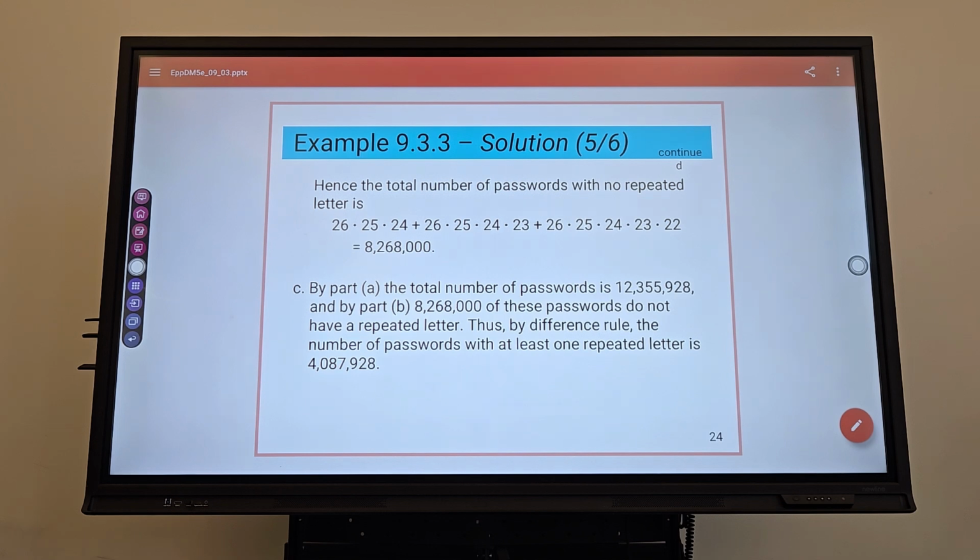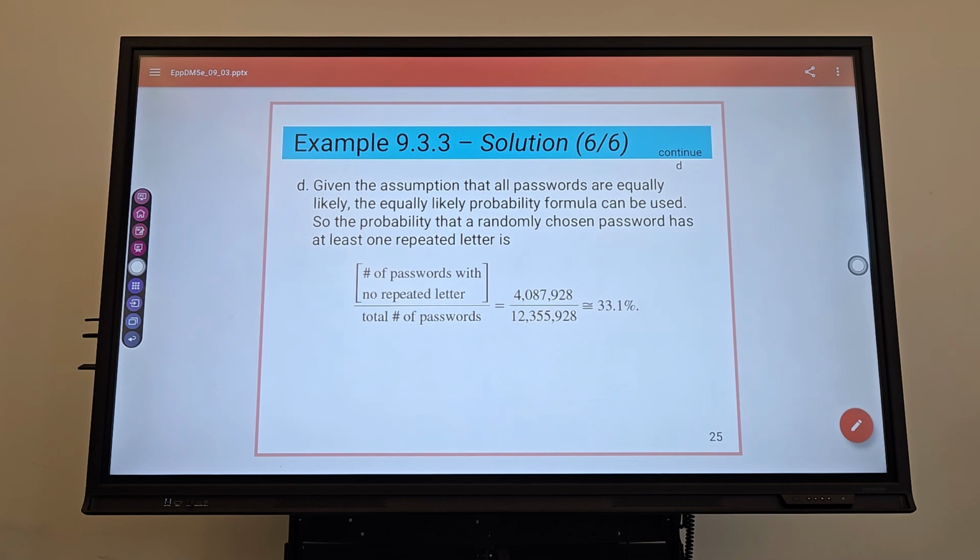The total number of passwords is 12.35 million, and by part B, 8.27 million of these passwords do not have a repeated letter. Thus, by the difference rule, the number of passwords with at least one repeated letter is 4,087,000 and change.